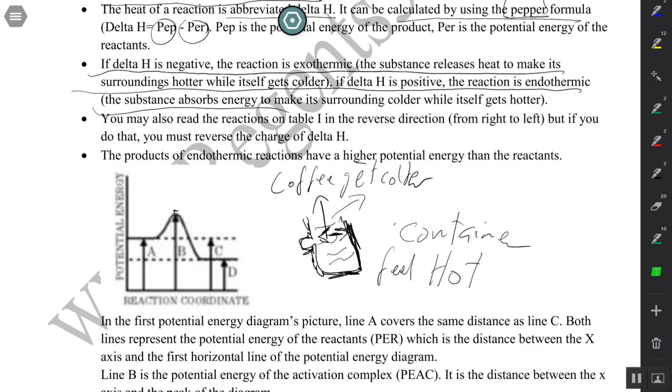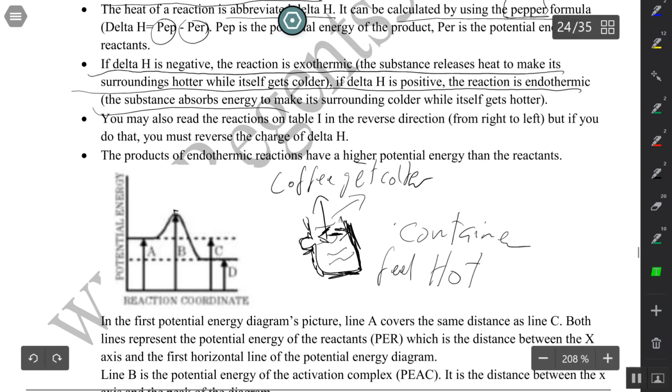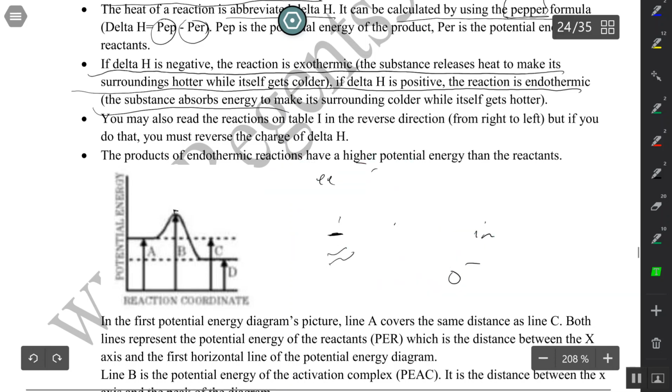Because at a certain point, heat will not transfer from hot to cold anymore. If the temperature of the cup is the same as the temperature of the coffee, heat will no longer transfer. Okay?